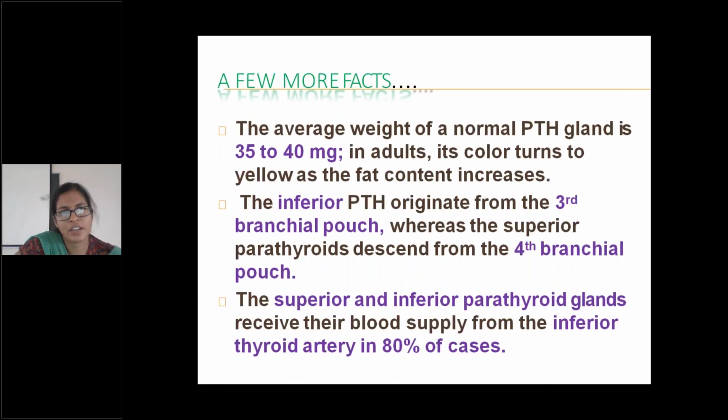The average weight is 35 to 40 milligrams, so it's a very small gland. In adults, its color turns yellow as the fat content increases, so it is very difficult to identify from the fat lobule. Inferior parathyroid originates from the third branchial pouch, superior from the fourth branchial pouch, and superior and inferior parathyroid glands receive their blood supply from the inferior thyroid artery in 80% of cases.